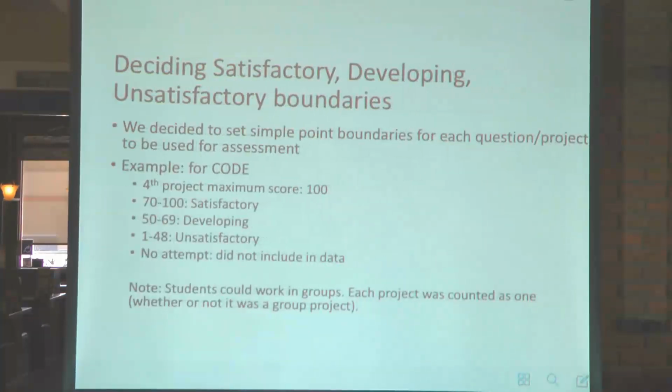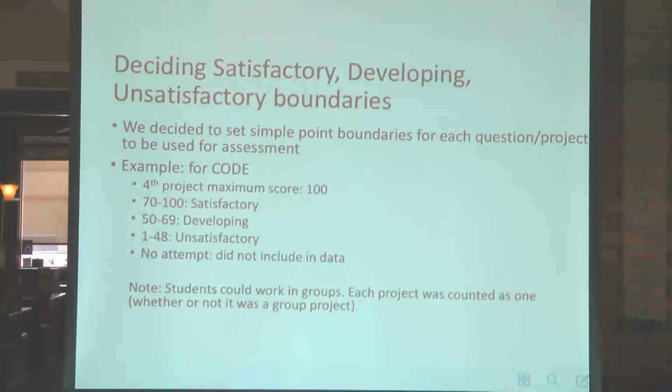So here's some detail. For example, for the performance indicator for the code, we need to divide that into 3 categories: satisfactory, developing, and unsatisfactory. What we decided was, instead of doing a subjective evaluation for every student's code assessment, we would grade the project as we usually do for calculating the course grade, and then we just set arbitrary grade thresholds. So any score above 70 would be considered satisfactory, 50 to 69 would be developing, and anything below that would be considered unsatisfactory.